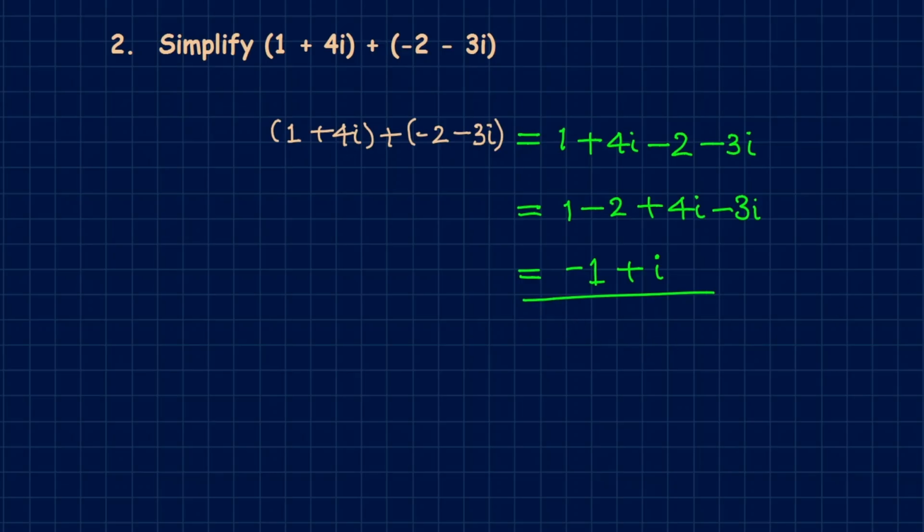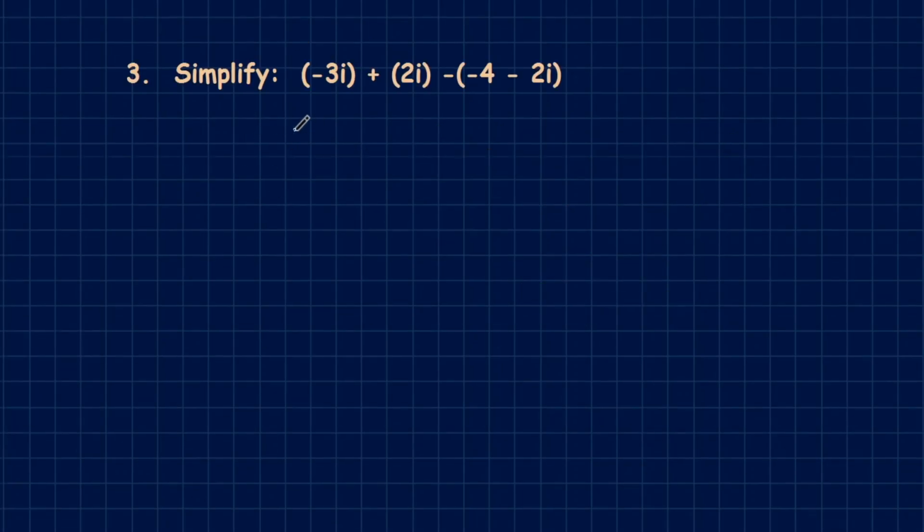Now let's move to the last part of this question, and that is question number 3. Okay, in question number 3, it's similar to what we have done in question number 2. It says simplify 3i plus 2i minus negative 4 minus 2i. So when you study this carefully, we have 3 complex numbers being added together.